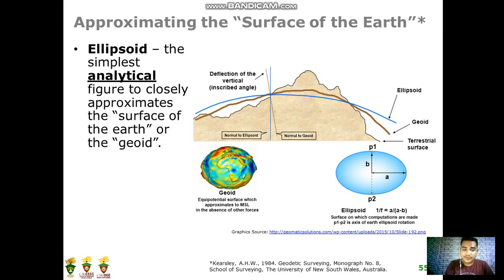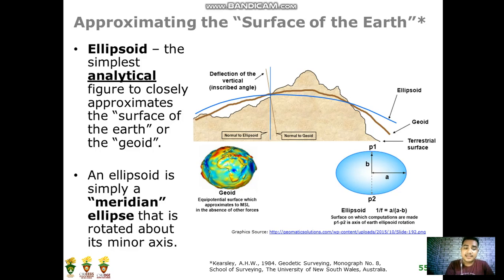Another picture that shows the geoid. And ellipsoid, it is the simplest analytical figure to closely approximate the surface of the Earth, or the geoid. No, since kinatay geoid, ang katong form, no, nga nabuo sa geoid, i-approximate na siya para simpler ang ato ang formula, and of course simpler ang ato ang pag-derive of formula to get or to determine the different aspects. So analytical that approximates the surface of the Earth, or the geoid.